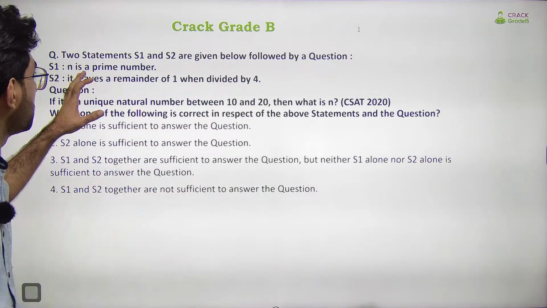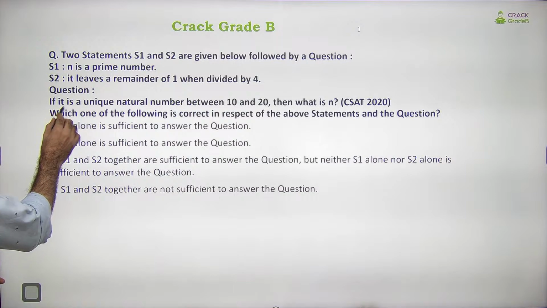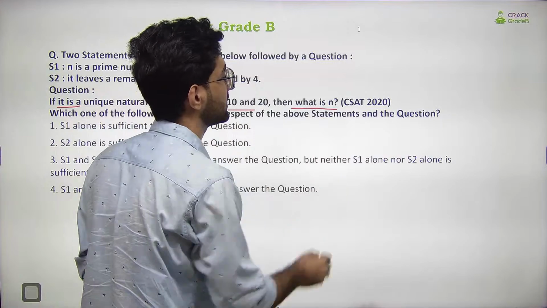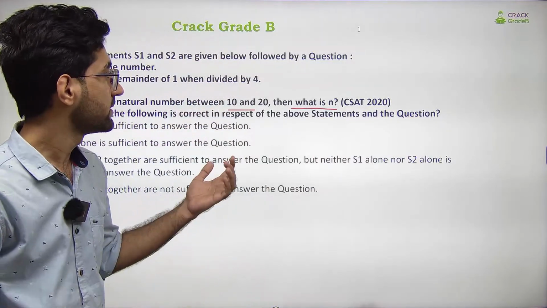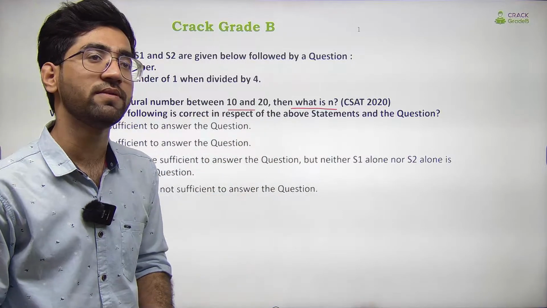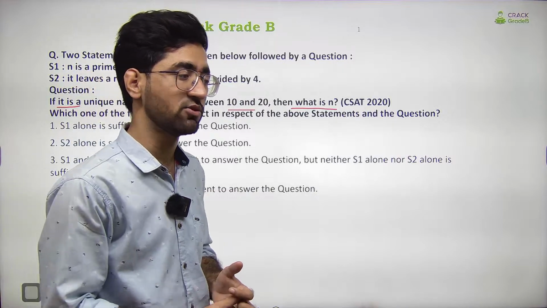So again, we have been given two statements. And what is the question? The question is, if n is a unique natural number between 10 and 20, then what is n? So basically, you have to answer: can you find the value of n? And if you can, how can you find the value of n?